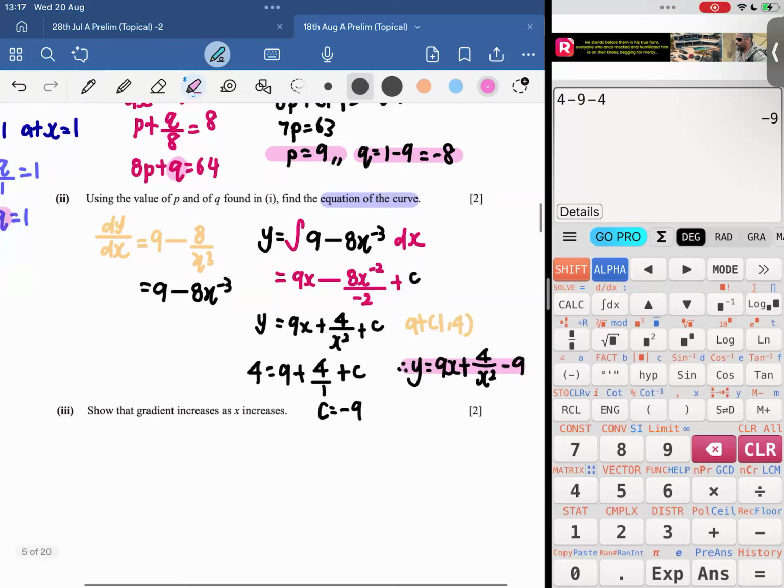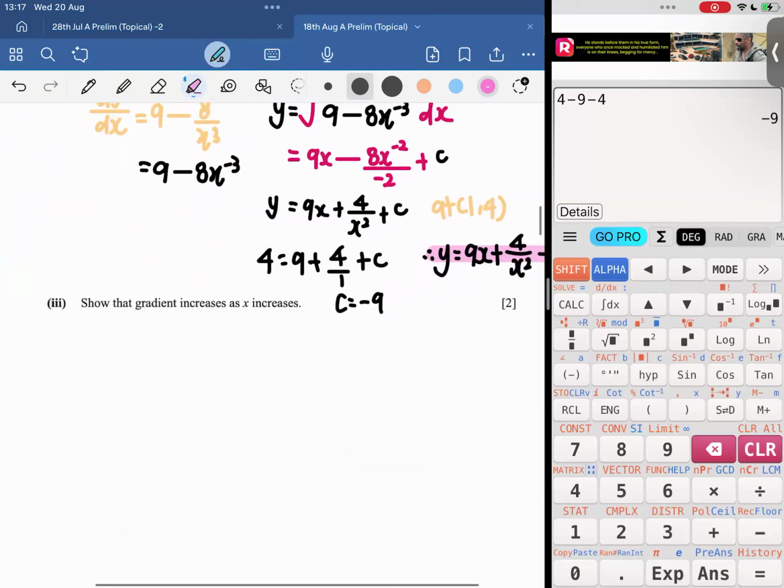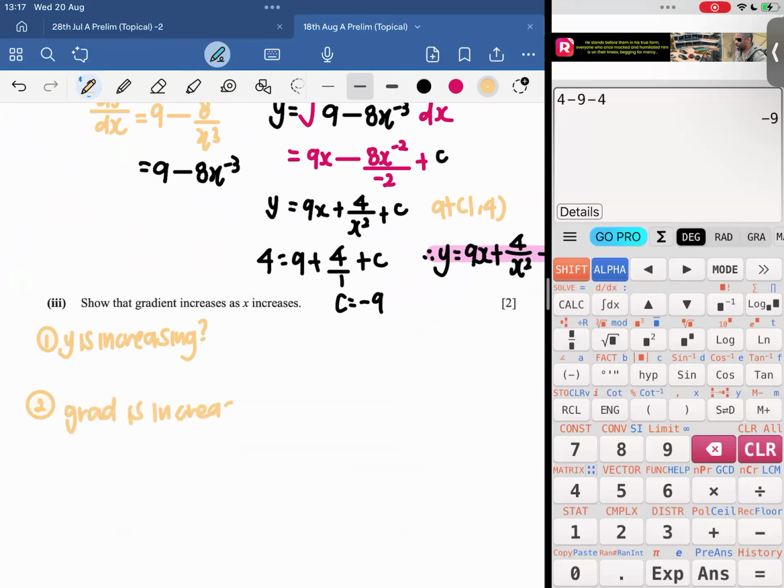Okay, the bottom part over here, this is the one that most of us are struggling with. So I want us to take note of two things, okay? They will ask you to show two things. They will ask you to show that y is increasing, and they will also ask you to show that, in this case, gradient is increasing. So always be very careful the moment you see the word gradient, okay?